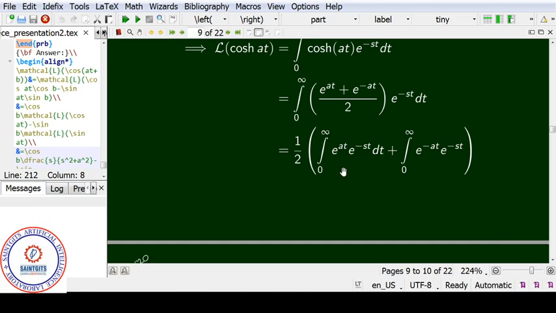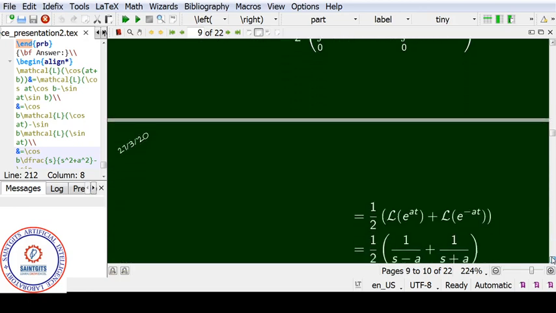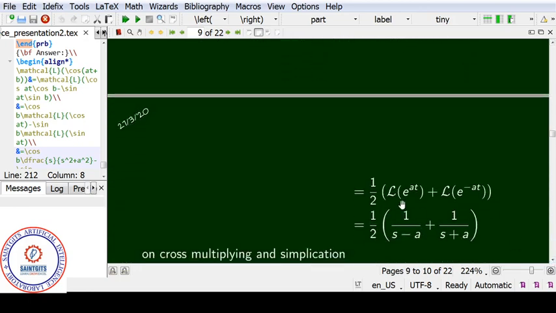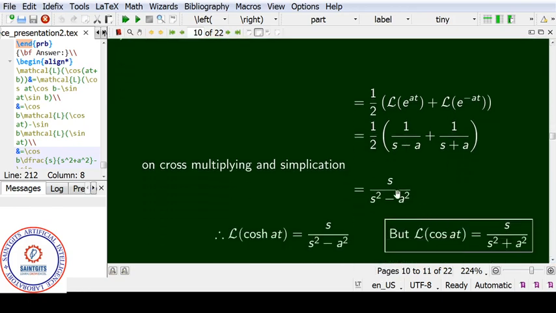This expression is simply Laplace transform of e raised to at, and this is Laplace transform of e raised to minus at. That is the next step: 1 by 2 into L of e raised to at plus L of e raised to minus at. L of e raised to at is 1 by s minus a. Here, plus L of e raised to minus at is 1 by s minus this minus a, so 1 by s plus a. Cross multiply this expression, and on simplification we got s by s square minus a square.